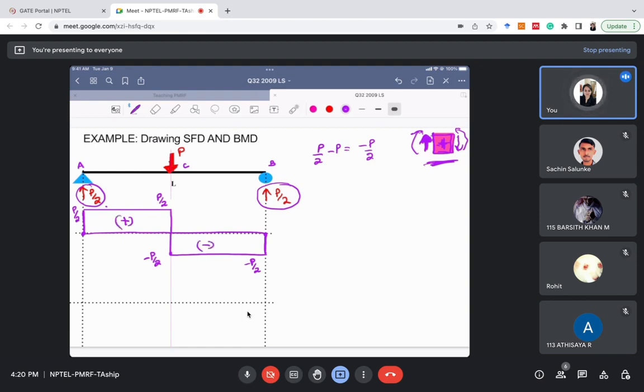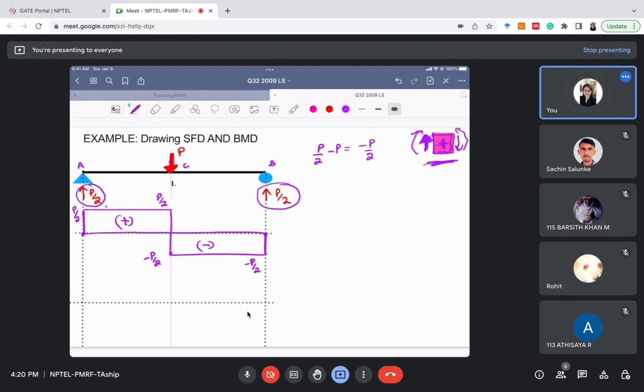It was a very simple question. If you do it with your usual technique, I hope you'll get the same answer quickly. Any problem till now? I hope it was very easy. So I'll move towards the bending moment diagram now.